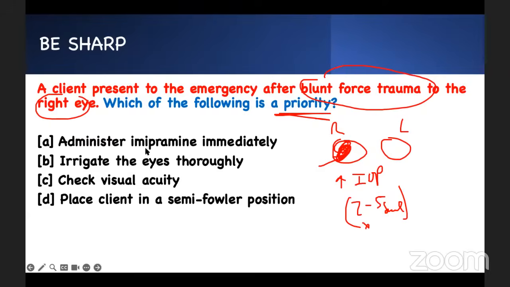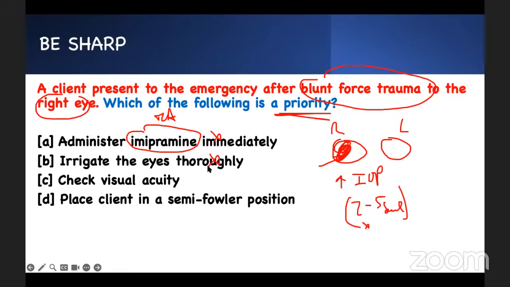Okay. So you give them imipramine. You have to recognize this. This is a TCA, right? It has anticholinergic effect. Somebody with increased intraocular pressure, you give them anticholinergic, you're making that worse. So this is gone. Well, I got to irrigate the eye, but does that affect my intraocular pressure? No, you're wasting time. Being sharp, that is what prioritization is.